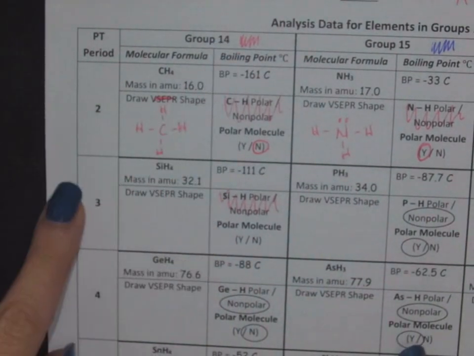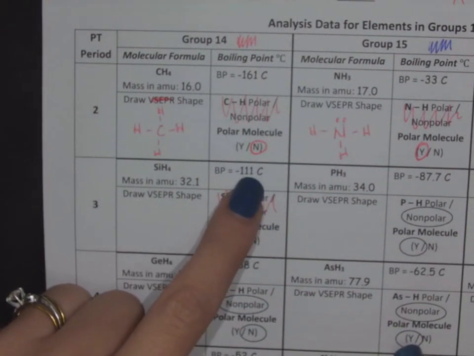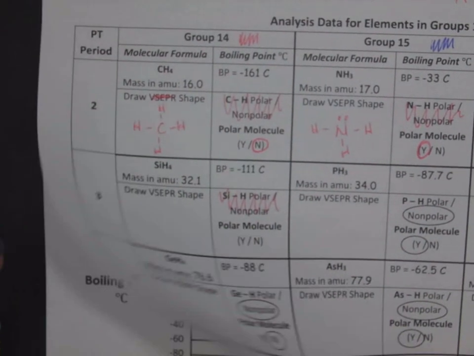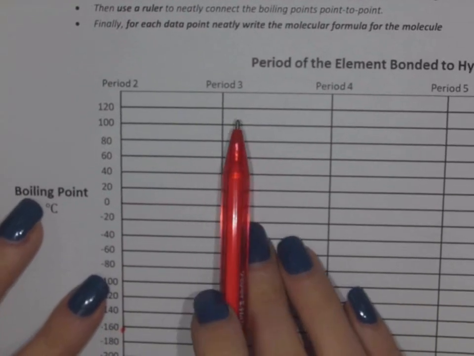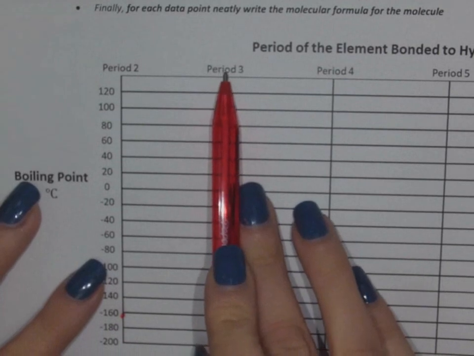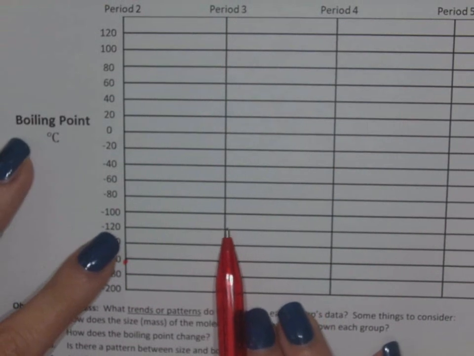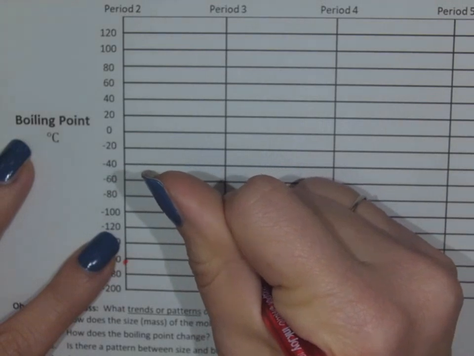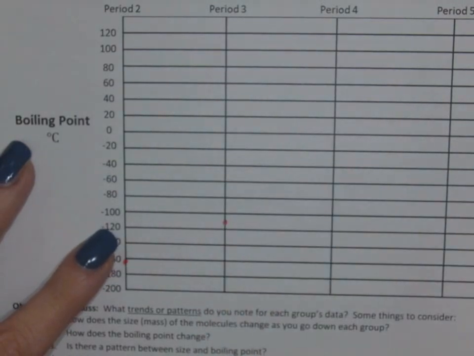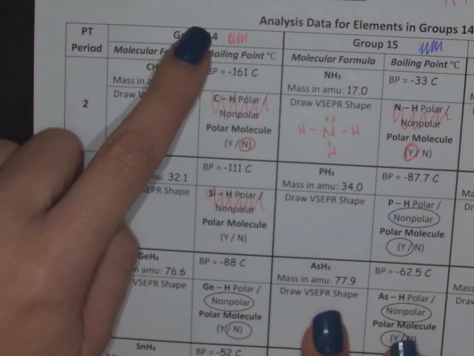So our next one, which will be in period 3, has a boiling point of negative 111 degrees Celsius. Okay, so now I'm still using my red color because I'm still doing group 14, but I'm going to go on this period 3 line. And so here's negative 100, here's negative 120, so 110's right in the middle, and it was negative 111, so it's going to be pretty much to the center there. Okay. I'm going to have us do group 14 together really quick.